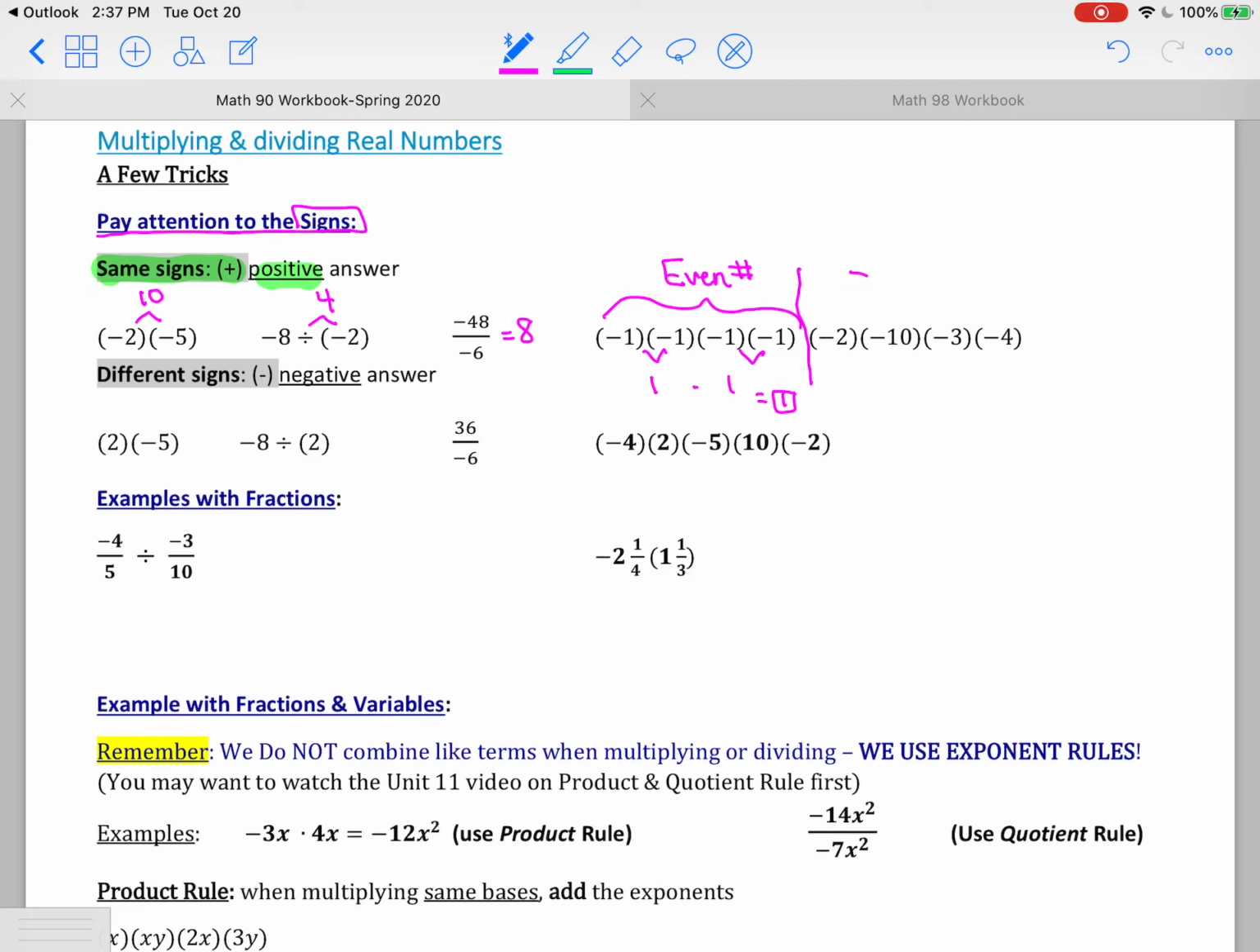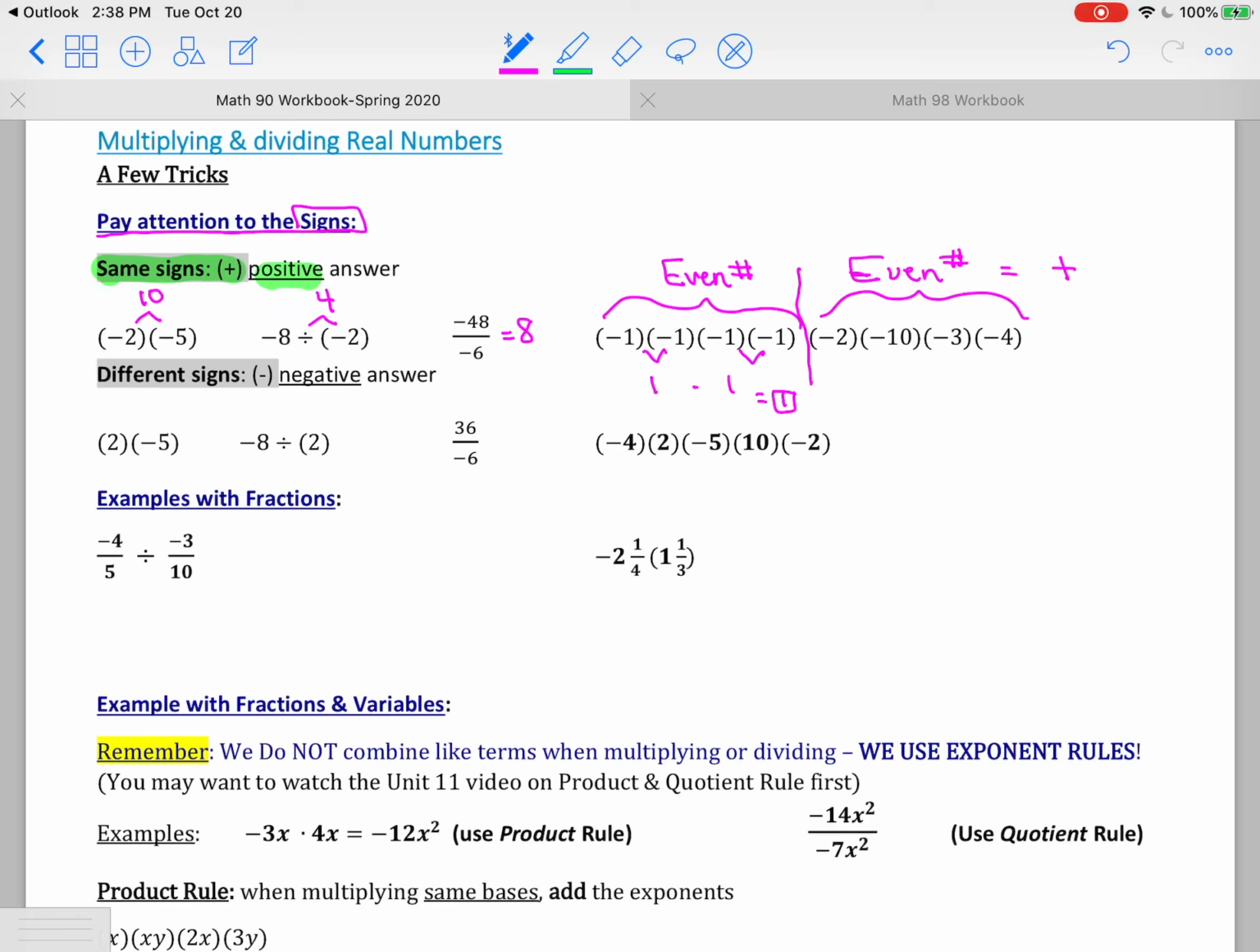So if you have an even number of negative numbers, and that would include, of course, positive numbers, but we already know that an even number of positives is going to give us a positive anyway. We're kind of used to doing that. We don't really have to think about that. But with the negatives, we sometimes have to think through that a little bit. Here's another example over here. We've got negative 2 times negative 10 times negative 3 times negative 4. Once again, we have an even number of negatives, and therefore we are going to have a positive answer, right?